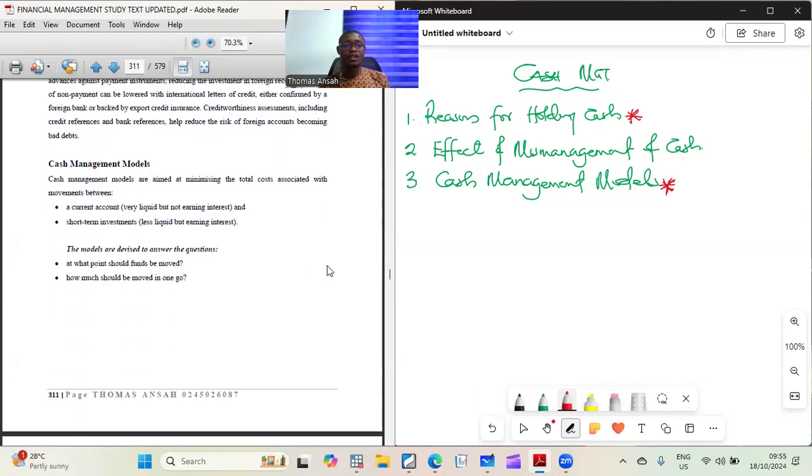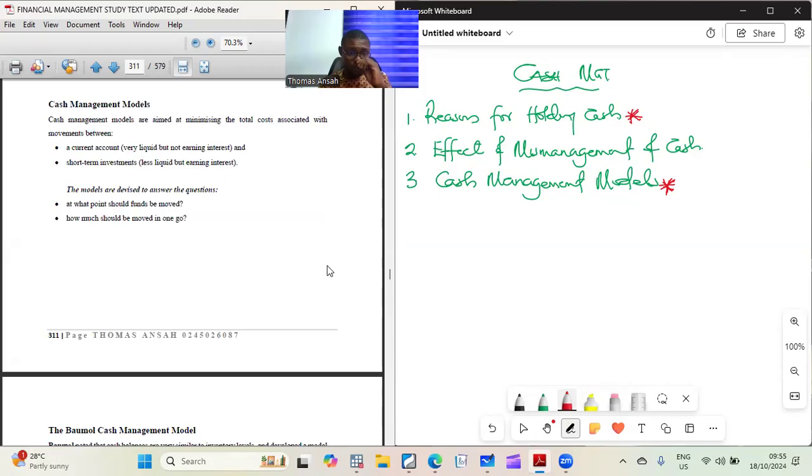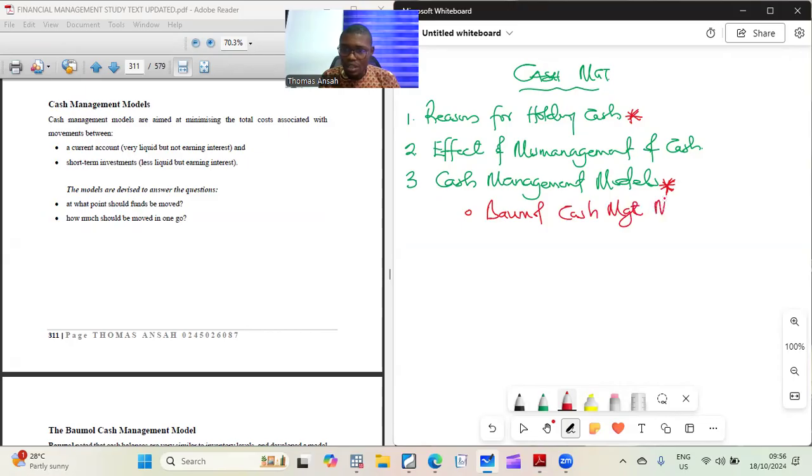Now let's come to the cash management models. Here we are going to discuss two major models. The first one is called the Baumol cash management model, and the second one is the Miller-Orr cash management model. All right, so these are the two that we are going to discuss.